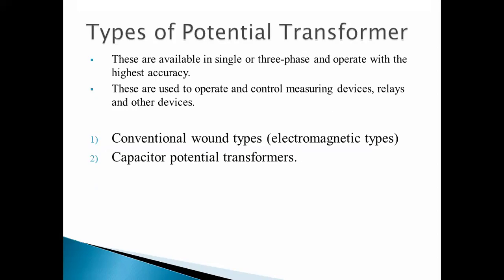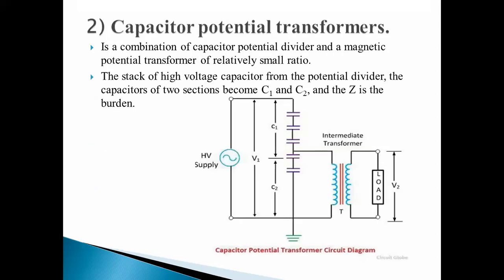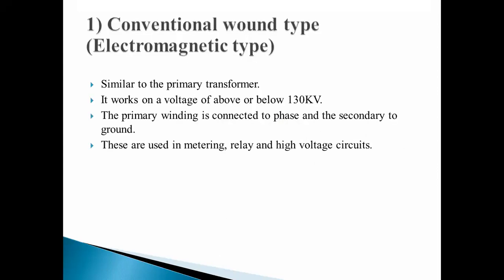Then there are different types of these potential transformers, that is conventional wound type and capacitor potential transformers. There is a string of the capacitors, right, in capacitor potential transformers, and the conventional wound type or electromagnetic type transformers.